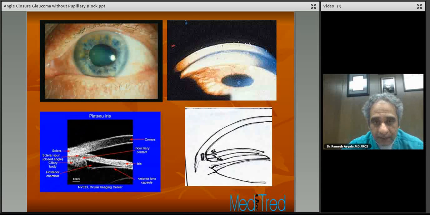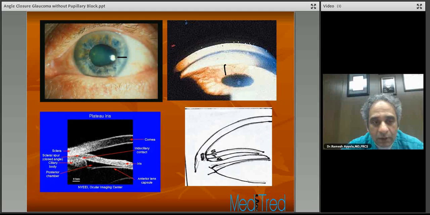Here are some examples of patients. Here is a patient that I treated here at Tulane with Plateau iris syndrome. You can see that the iris is flat. This is a pupillary block mechanism as opposed to Plateau iris. You can see the convexity of the iris, whereas here the iris is flat.